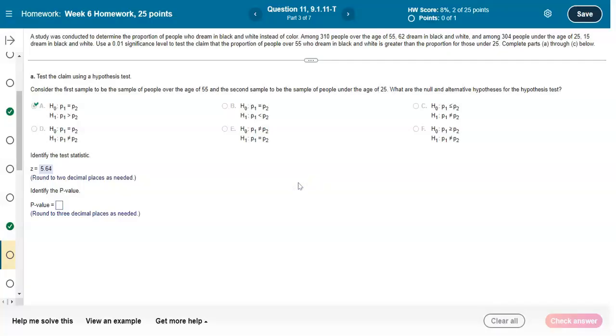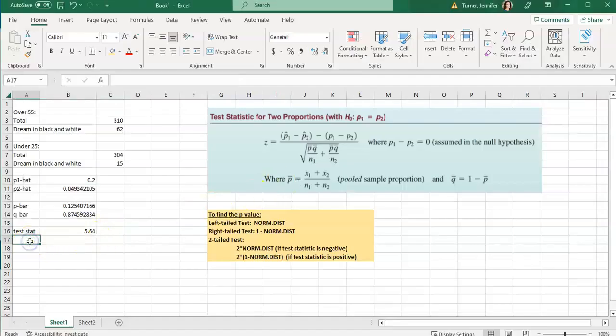So now we need to find the p-value. To find the p-value, it depends on whether we have a left-tailed, a right-tailed, or a two-tailed test. If we have a left-tailed test, we're going to use the norm dist function. If we have a right-tailed test, we're going to do 1 minus the norm dist function. That's because the norm dist function in Excel is always giving us area to the left. So if we want a right-tailed value, we need to just take the complement of the area to the left. The complement of the area to the left is the area to the right. And if we have a two-tailed test, we would do one of these two formulas depending on if our test statistic was negative or positive.